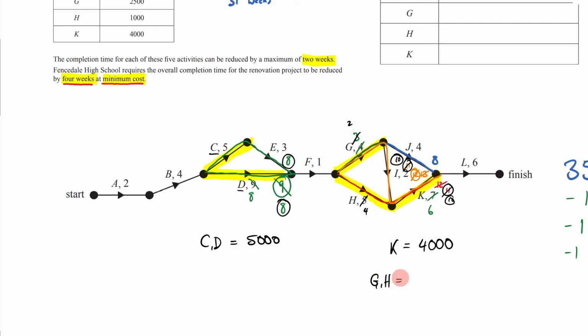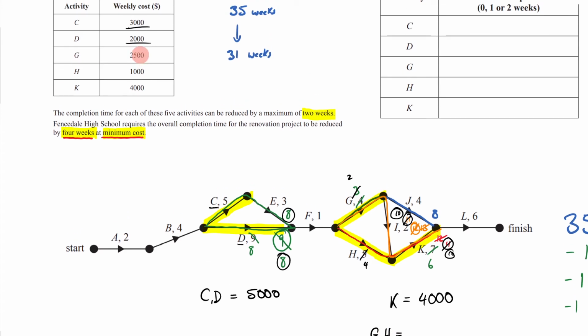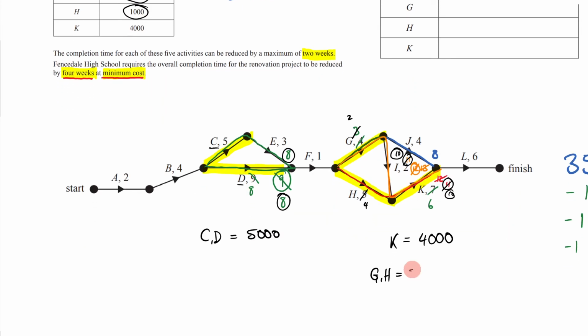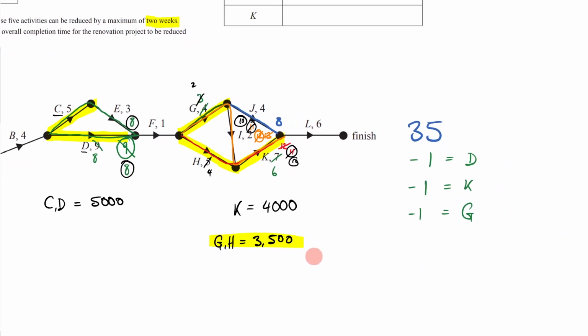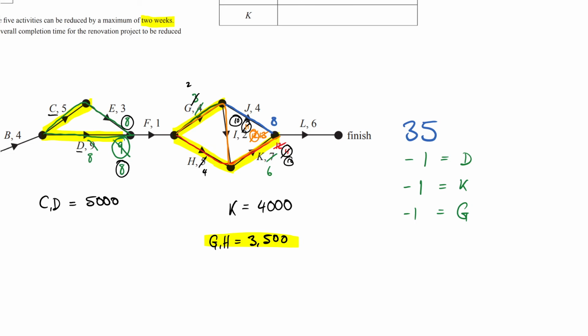Now, to do that, it's going to cost G and H. Well, G is 2,500 and H is 1,000. So that means it's going to cost $3,500. And do you see, out of all the options here, out of 5,000, 4,000, 3,500 is the cheapest option. So the last thing I would want to do here is reduce both G and H by another week. So let me say that again. I'm saving 1 week by reducing both G and H by 1.